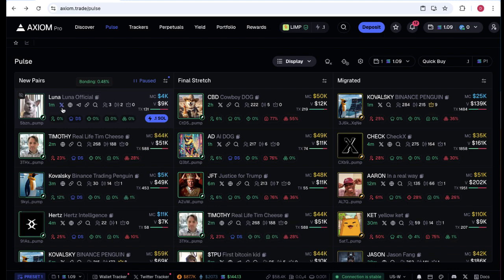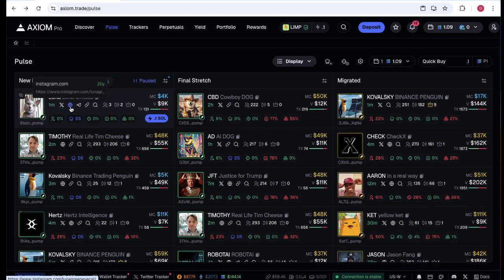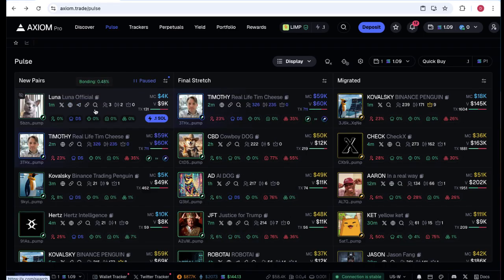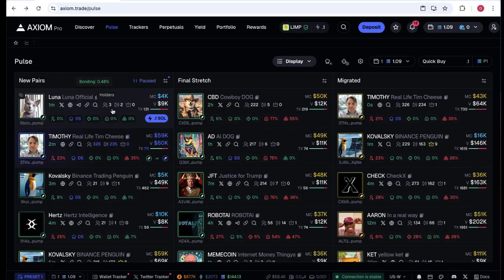Axiom Pro allows you to right away have a link to the X account. You can have a link directly to the website, the Telegram, the Pump Fun link. You can see the holders, the professional holders. When you use sites like Axiom Pro, Photon, GMGN, BullX, they consider you a pro trader. This will show you the amount of people using those types of sites. That's where you see if there are some real professional eyes in that token.